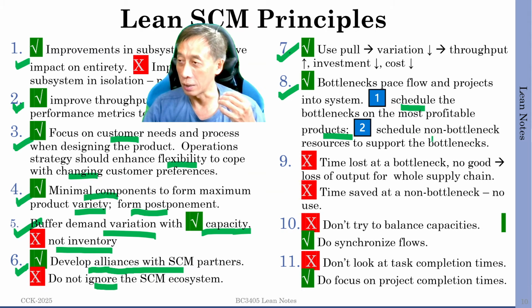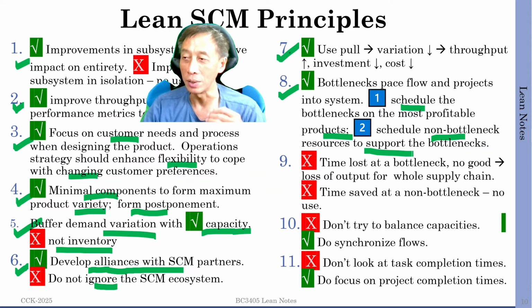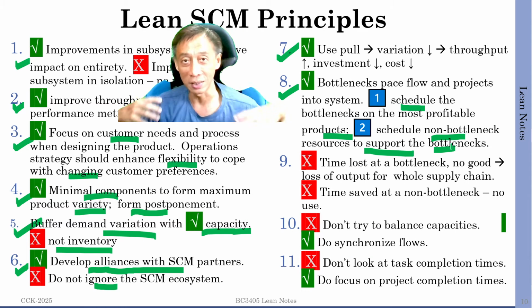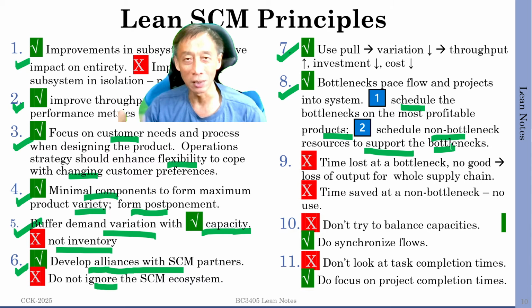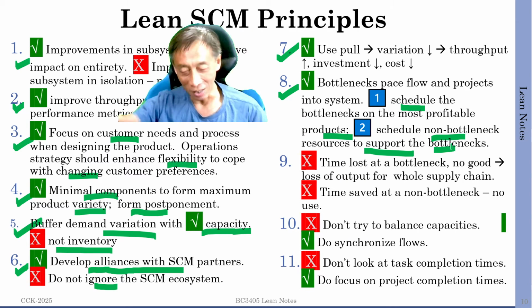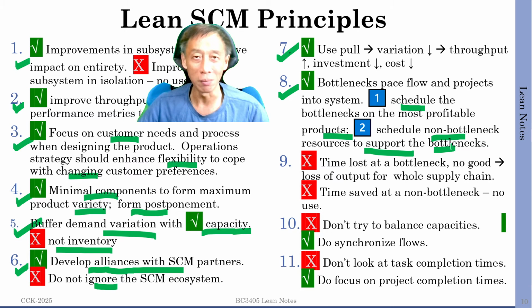Should schedule non-bottleneck resources to support the bottlenecks. So the bottleneck sort of dictates the rhythm of the rest. The rest can do faster, quicker, better, fine, but they have to obey the rhythm of the bottleneck. Don't go faster than the bottleneck. No point. You're not doing anything useful because you'd just be generating waste.